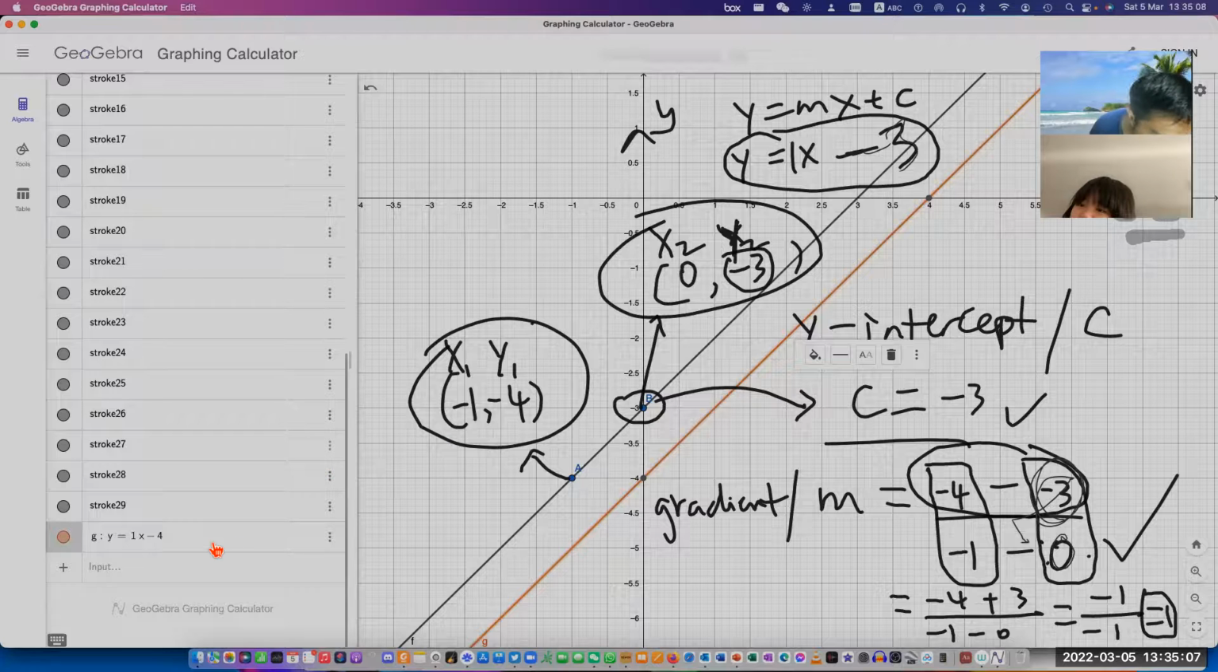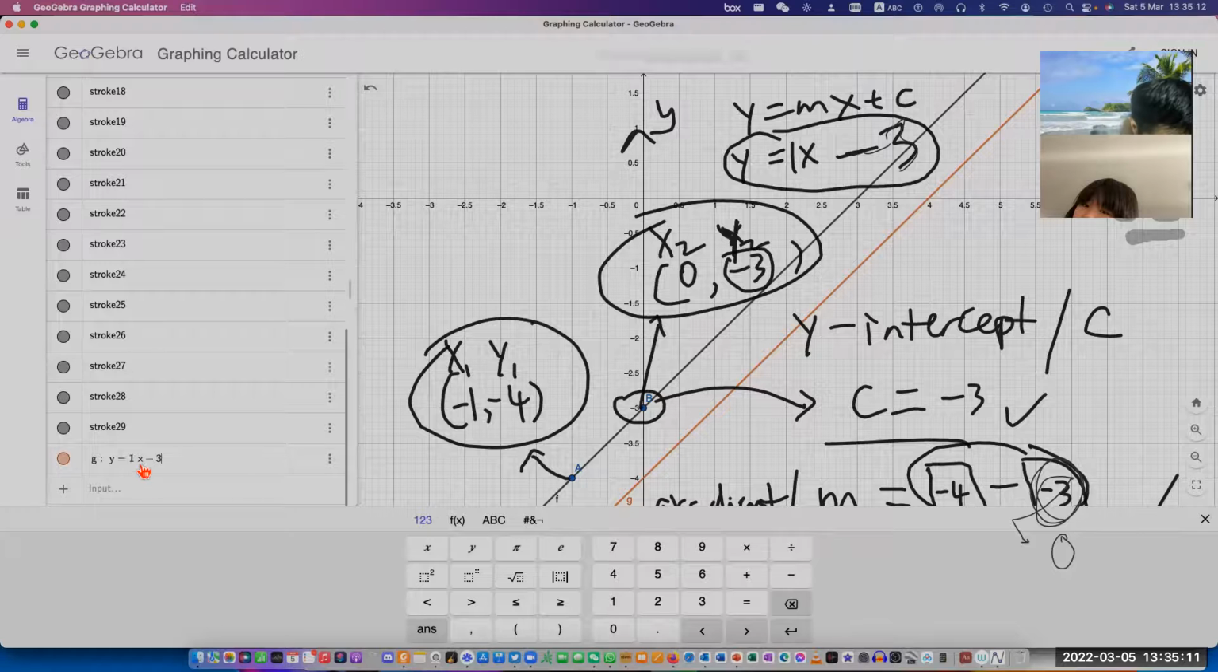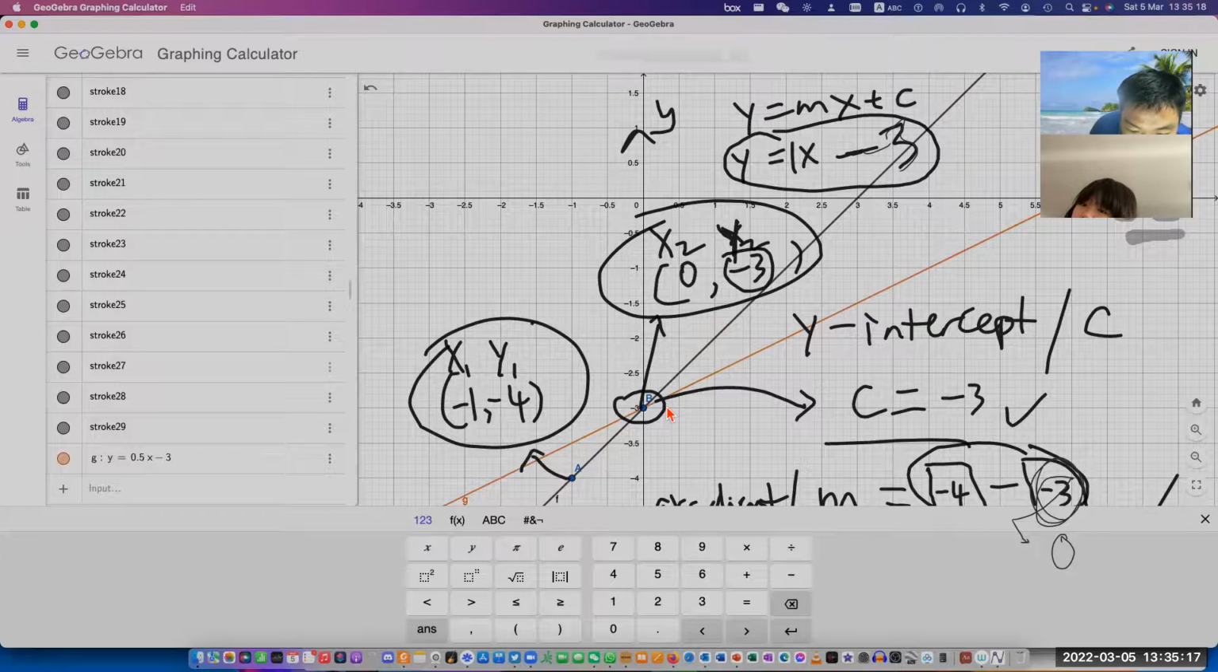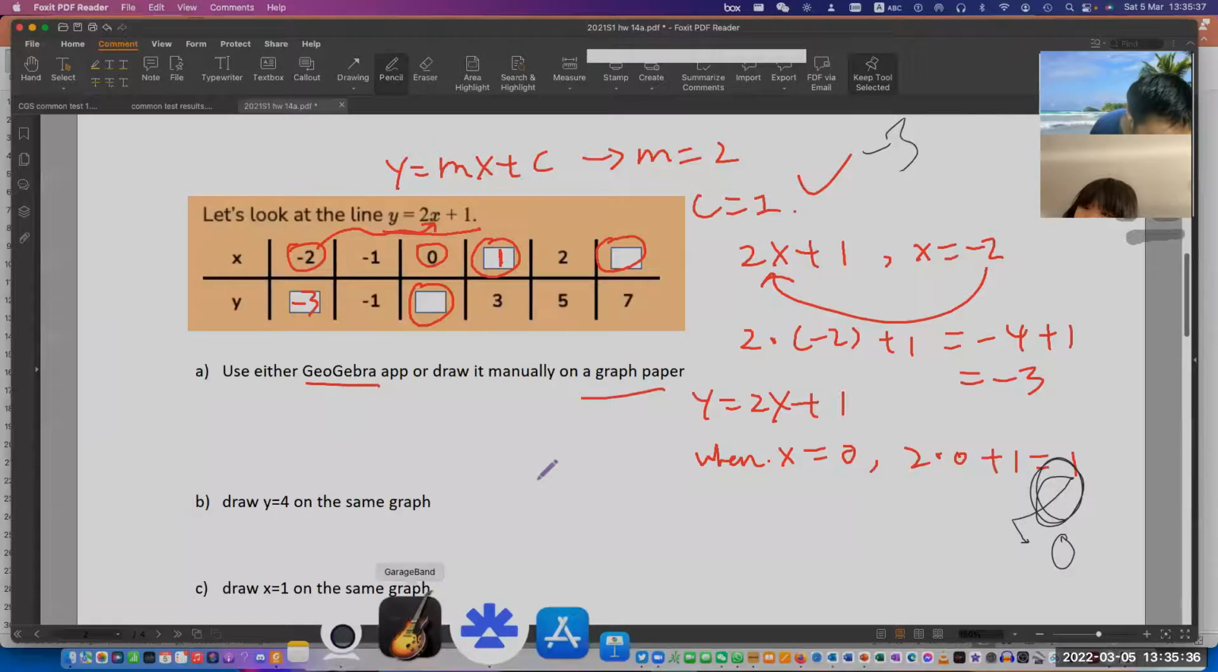Let's say your c is right, but your m is wrong, like 0.5. They don't overlap. Can you see? The orange and the black don't overlap. When they overlap, that means your m and c are found correctly. When they don't overlap, something is wrong. Are you clear? Okay, good. So with this, I think we can move to the next question.